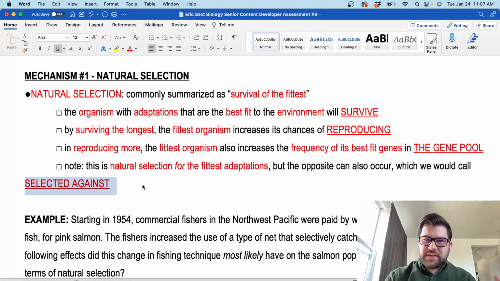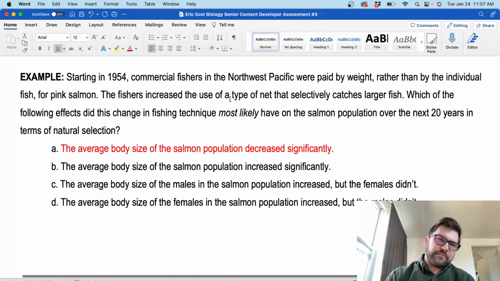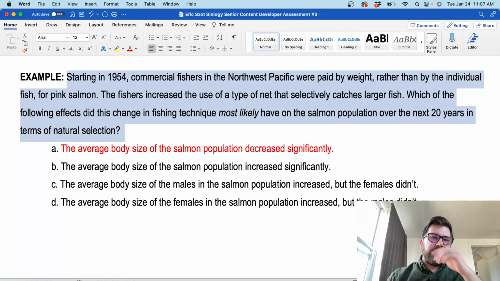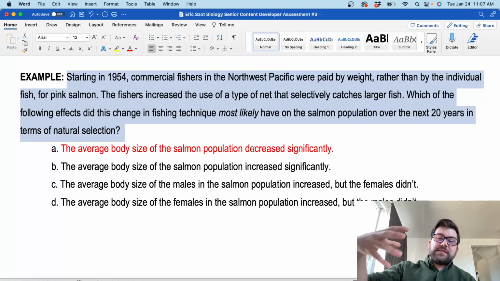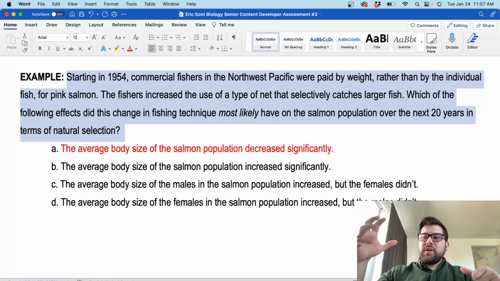There are a few trends here, but let's try this in an example that you would see on a test, like a test question. So let's just start by reading the question, right? And let's just sum up what's going on here. So 1950s, we got fishers, right? So we have humans working as the predator in this case, and who's our prey? We're looking for pink salmon. So you have predator, humans, prey, salmon, and what are we doing?